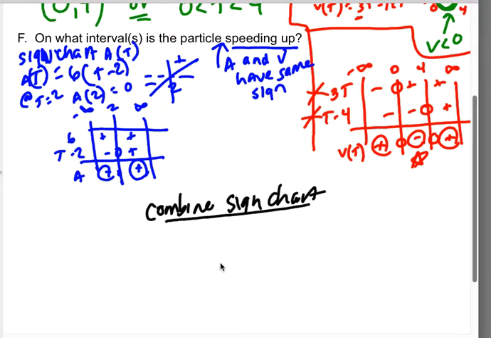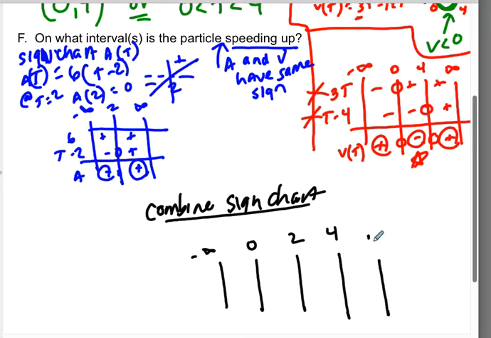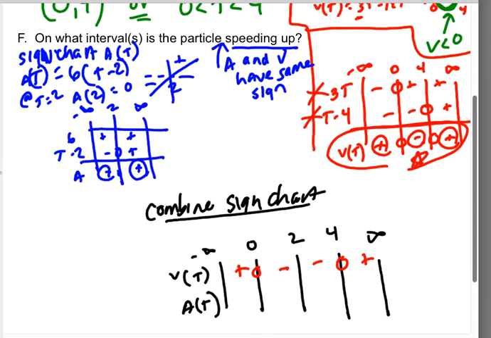What we're going to be looking at is the values that were important on my sign chart were 0, 2, and 4, right? And I know that V of t, based on the stuff I wrote in red, is 0 at 0 and 4. It is positive, negative in the middle, and then positive again, right? I know from my sign chart that I did in blue that my A of t is 0 at 2. It was negative before 2 and positive after.